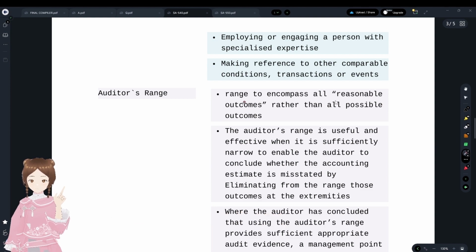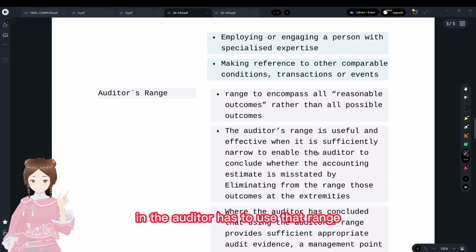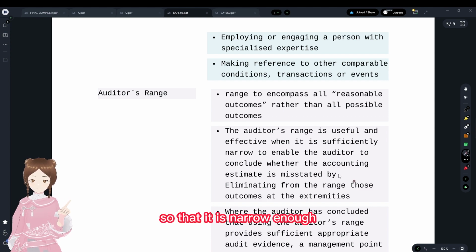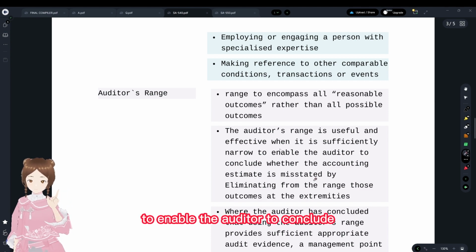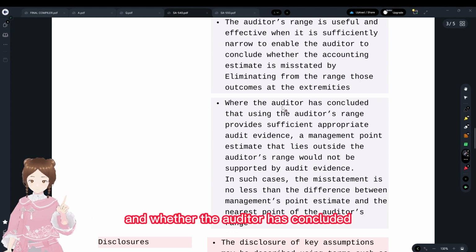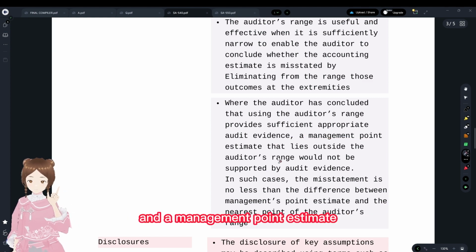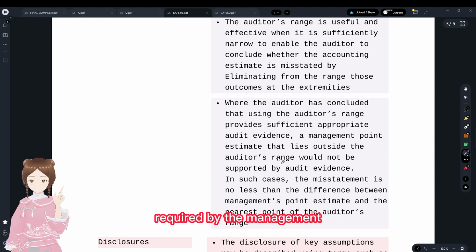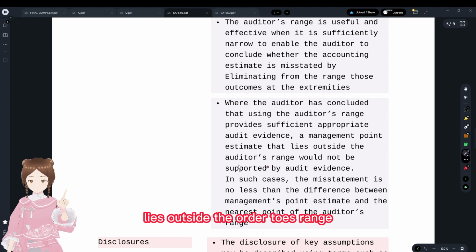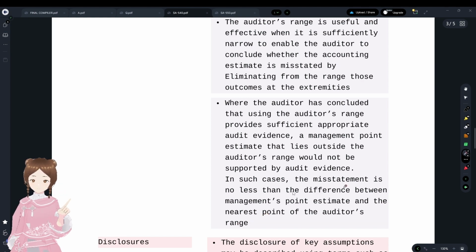You see, the range encompasses all the reasonable outcomes, and the auditor has to use that range so that it is narrow enough to enable the auditor to conclude whether the accounting estimate is misstated or not. If the auditor has concluded that the range provides sufficient evidence, and management's point estimate, that is the accounting estimate prepared by the management, lies outside the auditor's range, then it is a misstatement.